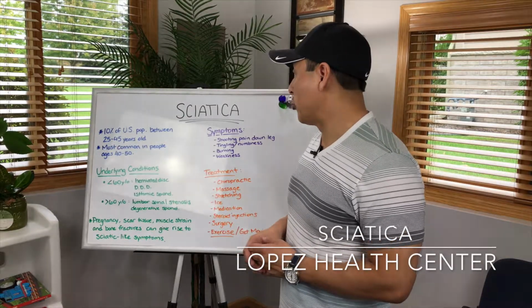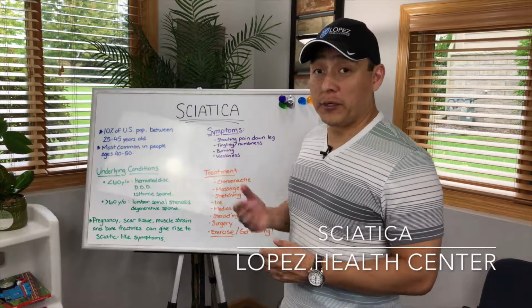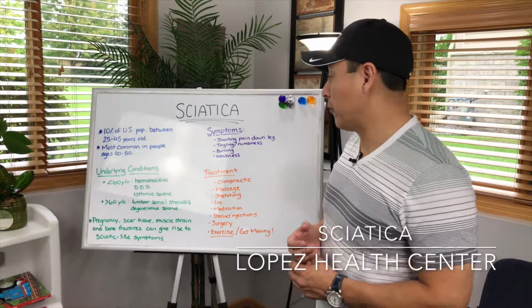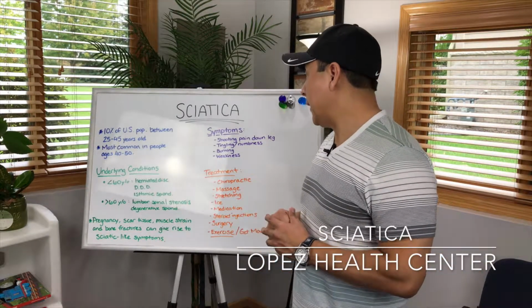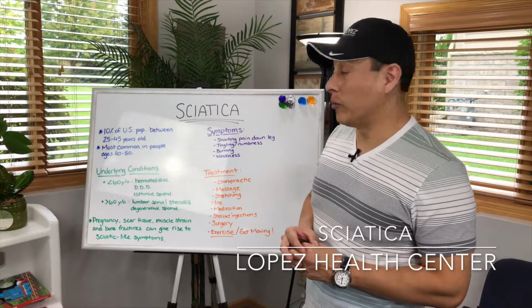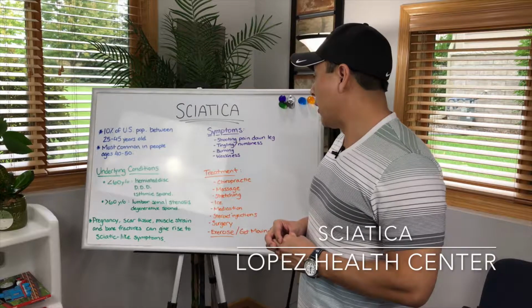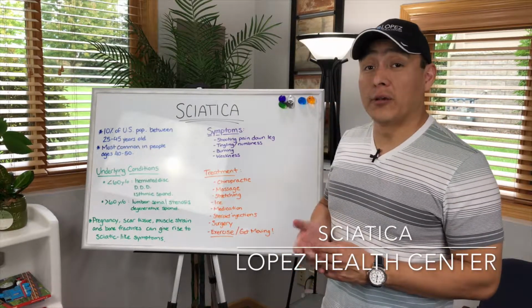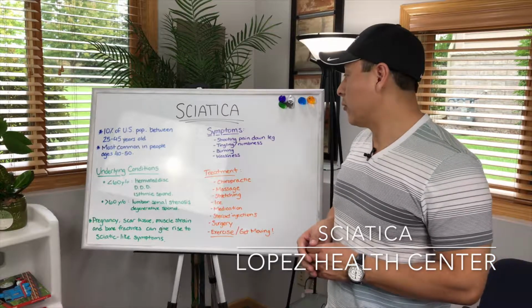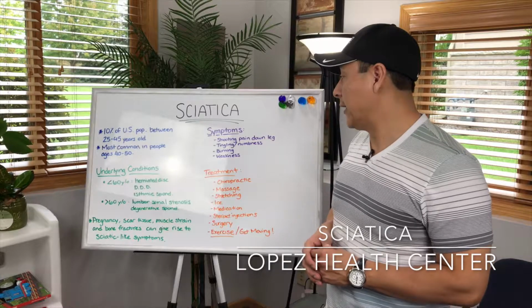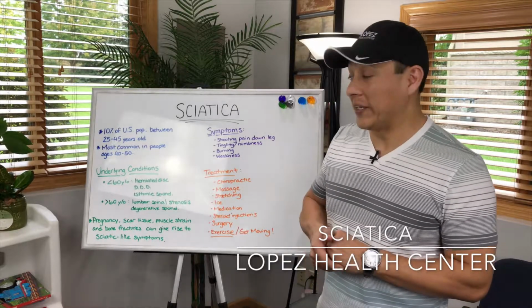10% of the U.S. population between 25 and 45 will experience sciatica, and it's most commonly found in people ages 40 to 50 years of age. The typical symptoms will be someone that comes in with lower back pain shooting towards one or both legs. They may have numbness or tingling along with those symptoms. They may have a burning sensation in their legs, and of course also weakness.